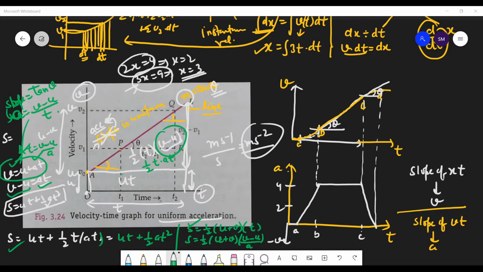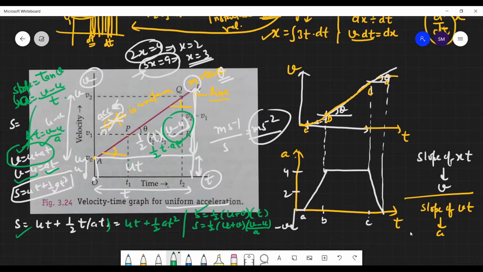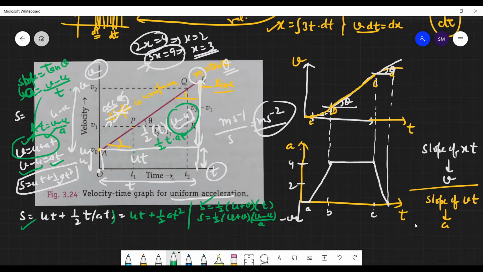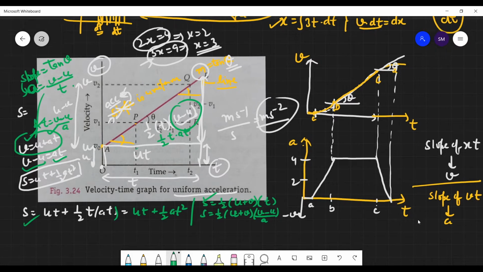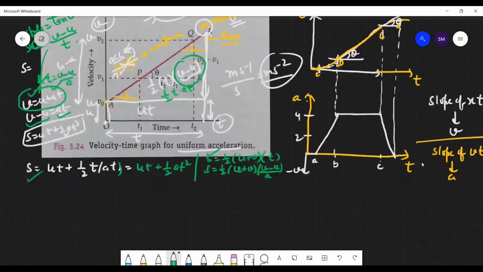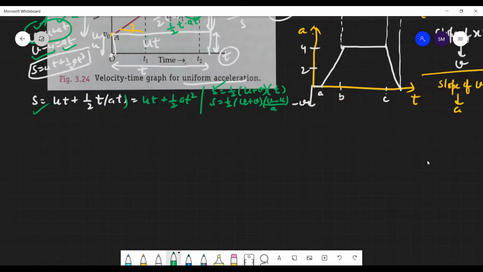I hope this concept is clear to everyone, students. Yes, sir. Are you getting more comfortable with graphs now? Yes, sir. Let's do another example.